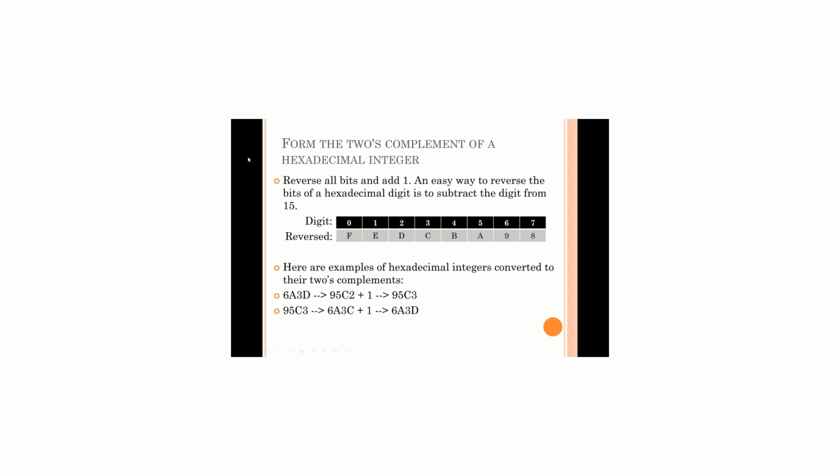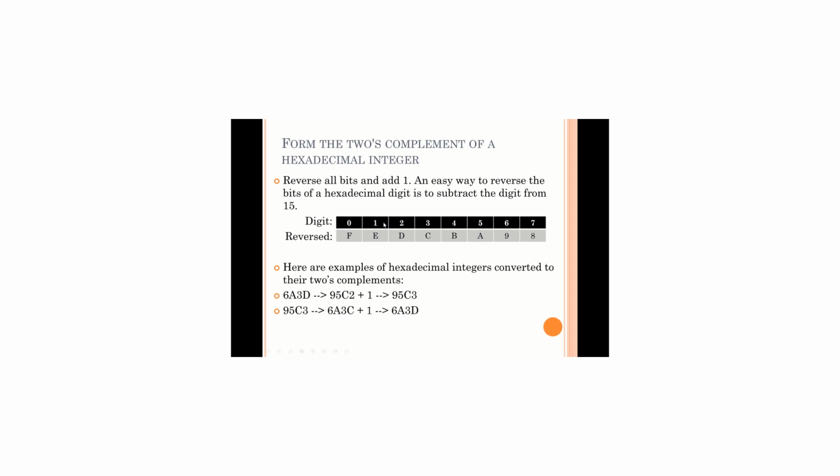For example, for 0, in 4-bit representation, it will be 0, 0, 0, 0, right? F, which represents the number 15, would be 1, 1, 1, 1. So to flip every bit in 0, it would be F.